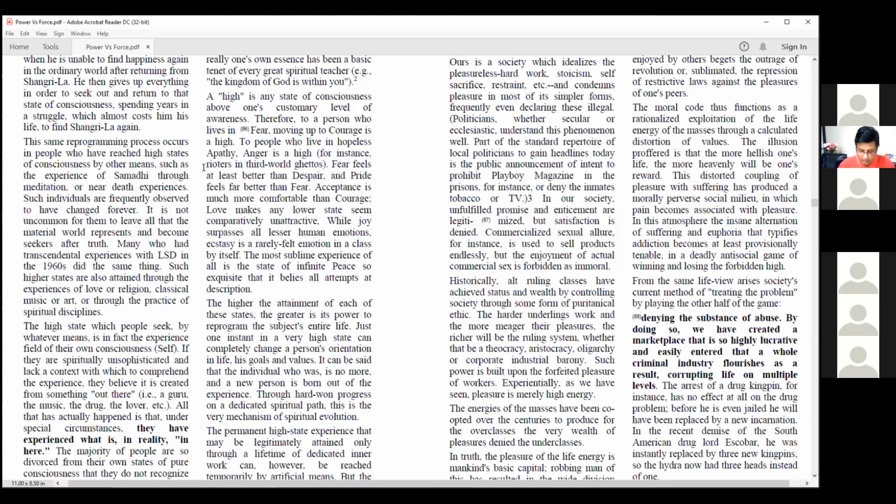Commercialized sexual allure, for instance, is used to sell products endlessly, but the enjoyment of actual commercial sex is forbidden as immoral. So again, basically, politicians and advertising companies are using these processes to lure you, right? A beautiful lady is selling a perfume, you get attracted to the lady, and you experience a high by seeing that lady. But actually indulging in the practice of sex becomes a problem, right? So again, there's a dichotomy here. You want to deny a person something to then give a person something else so that they get into a high and they come into your control.